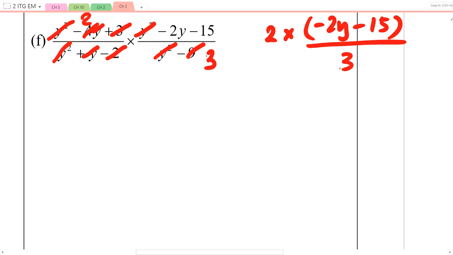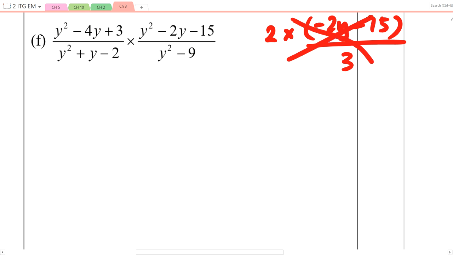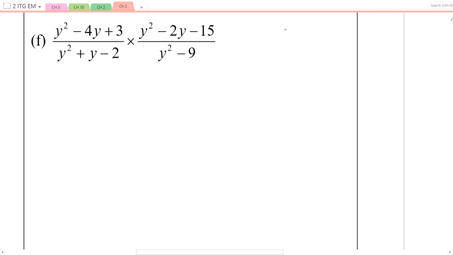What is this? What have I done? I simply just cancel as and when I liked it. Cannot be the case. You can only cancel common factors. Okay, this is wrong. Unfortunately, I saw this happening. This shouldn't happen. We need to factorize the numerator. Okay, so let us do our working.